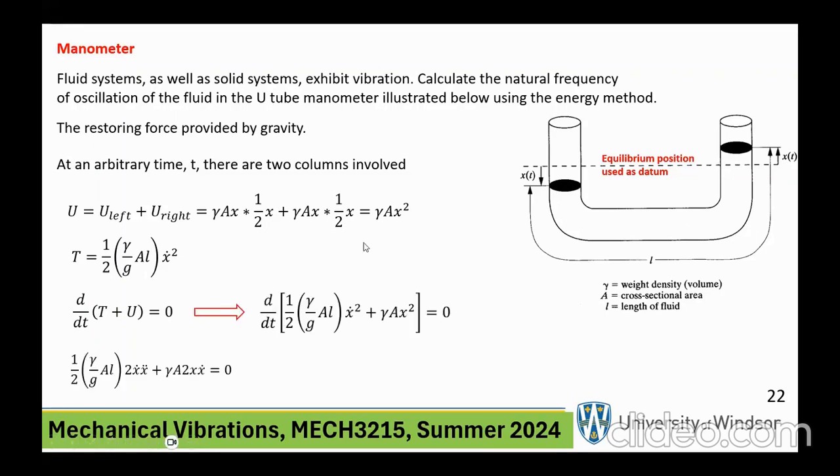clean it up, put these things in, differentiate it. Remember, you have x dot squared, you get 2x dot x double dot, divide through by x dot, and you get your mother of all equation, and you can find your natural frequency of oscillation.